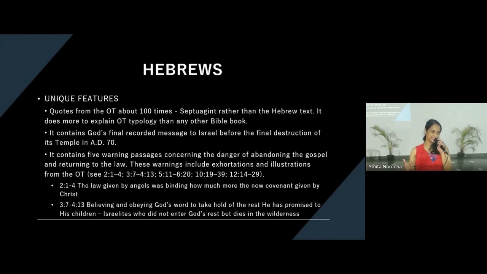Okay, so in this first warning, we see that the covenant is being compared to the law that was given by angels. So as per Jewish tradition, the law had come through angels that God had sent to Moses. And this law was binding on the people of Israel, right? So if they sinned against it, there was severe judgment that they faced.